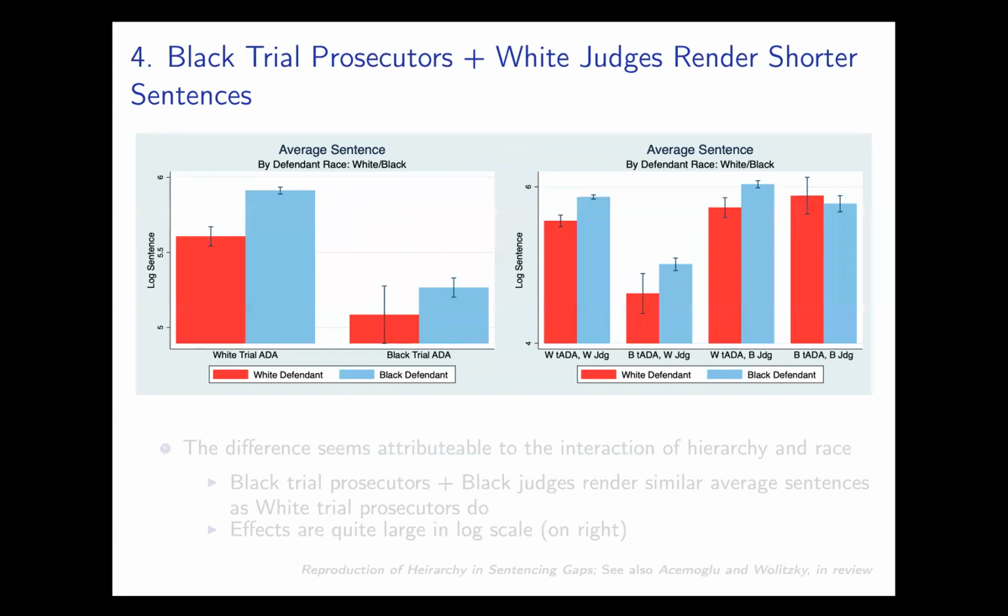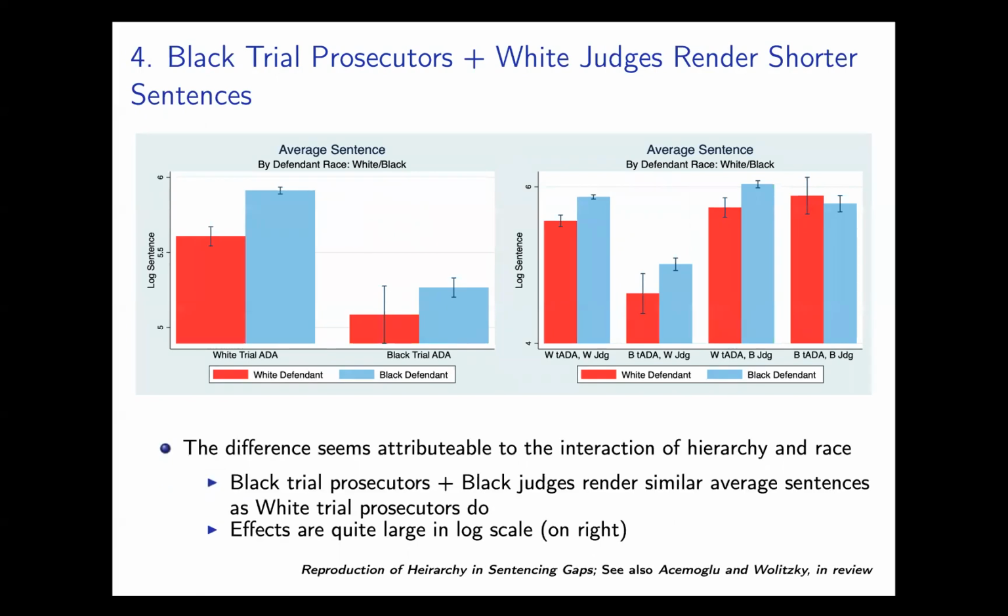So on the left, we repeat the same figure from the previous slide, that white trial prosecutors achieve longer sentences than black trial prosecutors. But on the right, you can see that black trial prosecutors and black judges render similar average sentence lengths as white trial prosecutors do. And only for the black trial prosecutors having a white judge, we see the shorter sentences. And these effects are quite large on a log scale.